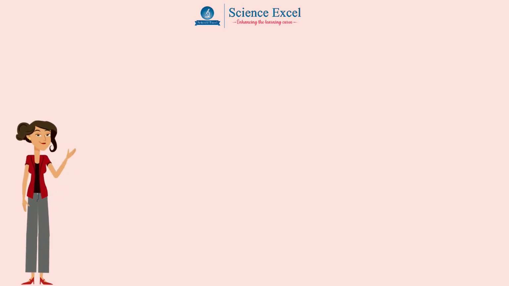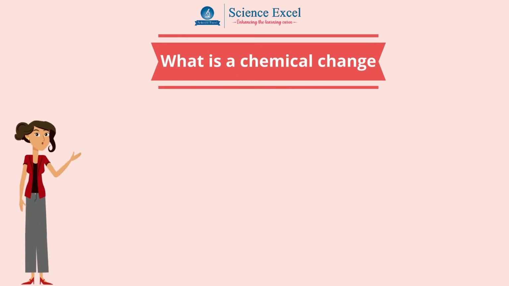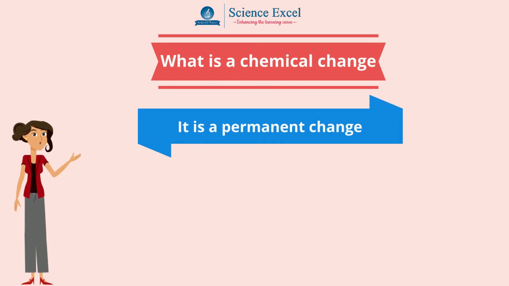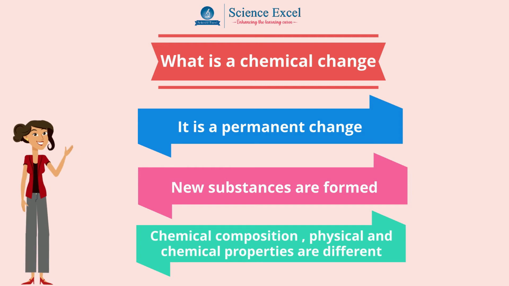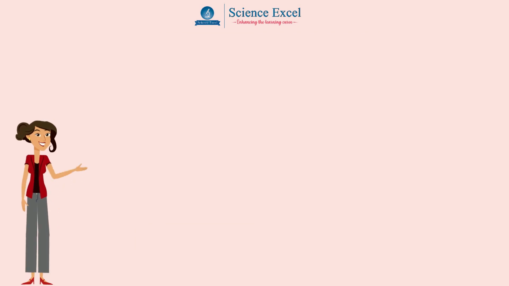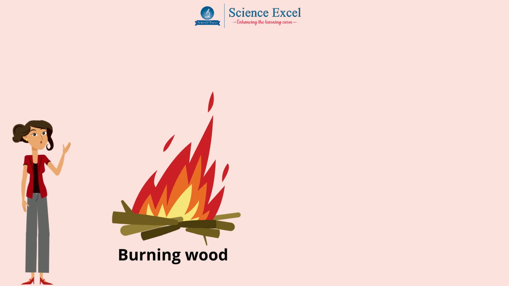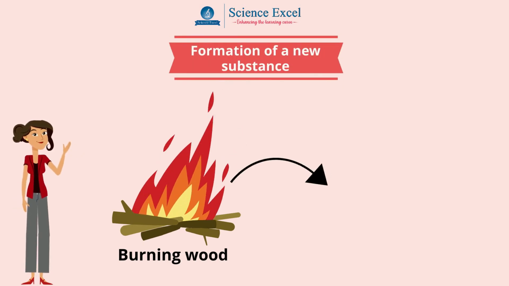Now let us understand what is a chemical change. A chemical change is a permanent change in which new substances are formed whose chemical composition, physical and chemical properties are different from those of the original substance. Let us take the example of wood. When wood is burned, a new substance called ash is produced.